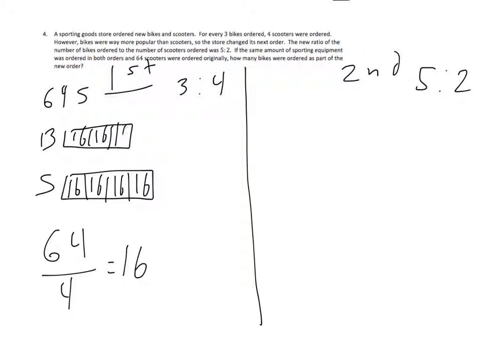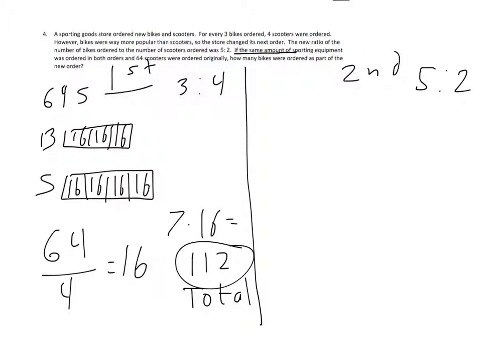Okay. Well, we can use that to figure out how many total bikes and scooters were ordered. Since we know that that's the same, that can help us out on the other problem. Well, since we have 7 sections, 7 times 16 is 112. So 112 total pieces of equipment ordered, and that's going to be the same for both. So if we know this is our total, we can use that to help us on the other one.